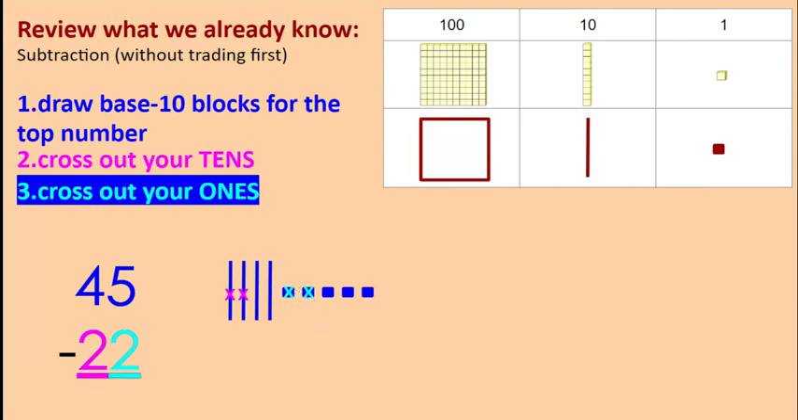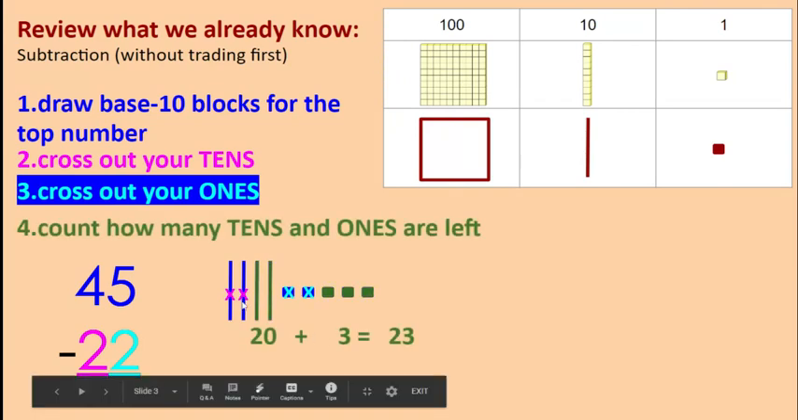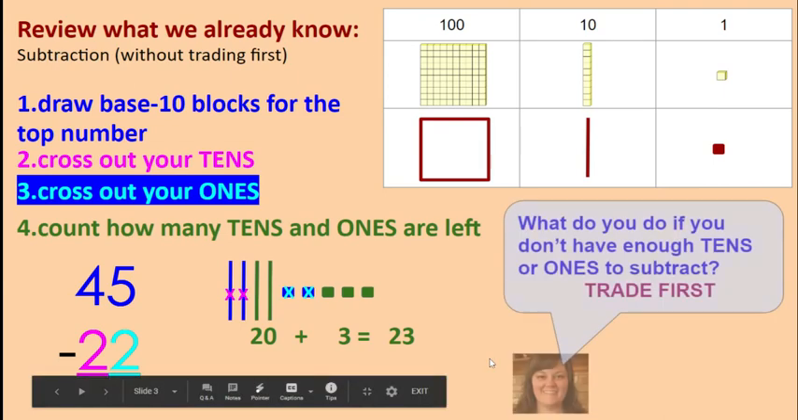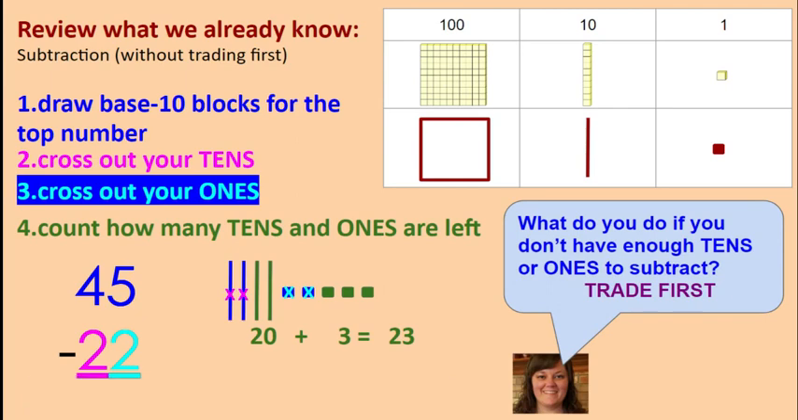The last step is to count how many base 10 blocks you have left. So we see that we have 2 10s, that's worth 20, and 3 cubes, worth 3. So when I add that together, 20 plus 3 equals 23. What do you do if you don't have enough 10s or 1s to subtract? You would need to trade first. Again, parents, you would know this as borrowing.